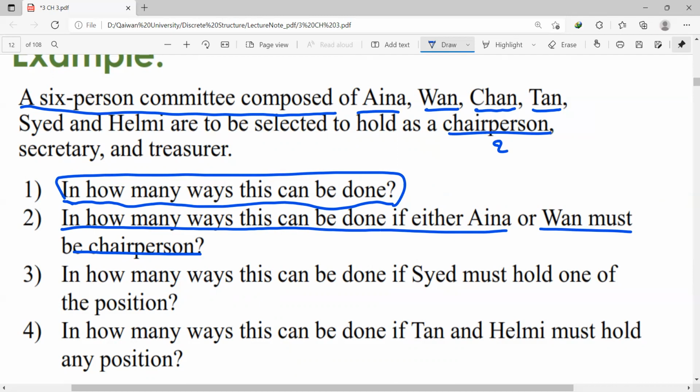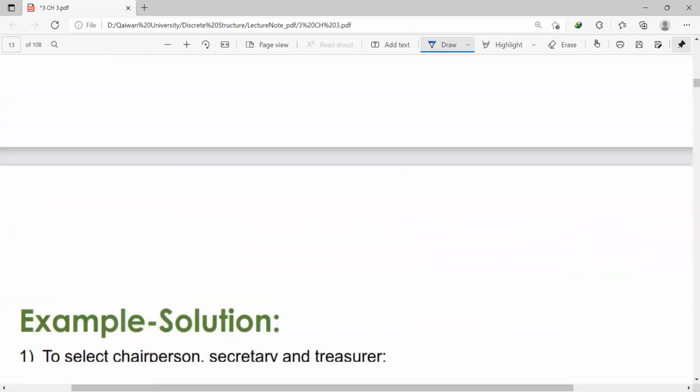Then how many more do we have? 5, because we have chosen the chairperson. Then for the secretary, we have 5 ways. And for the treasurer, we have 4 ways. So you get 2 times 5 times 4. This is the result.